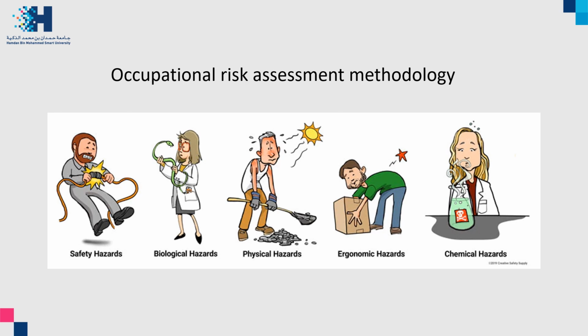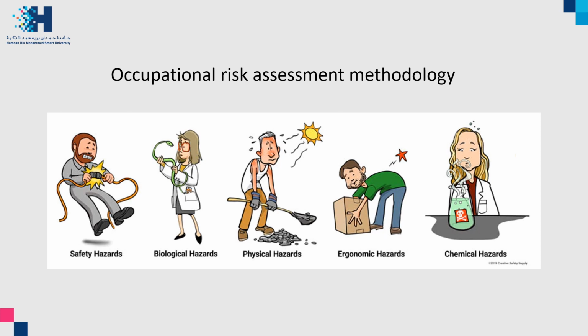Physical hazards. These are hazards that can cause harm to workers through exposure to physical factors such as noise, vibration, radiation, or extreme temperatures. Examples of physical hazards in the workplace can include exposure to loud machinery, working in extreme heat or cold, or exposure to ionizing radiation.